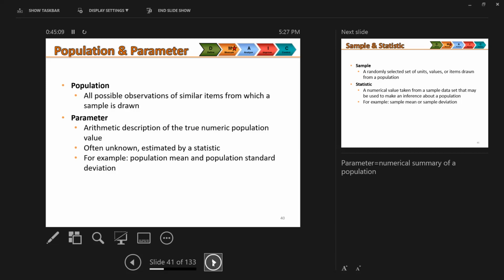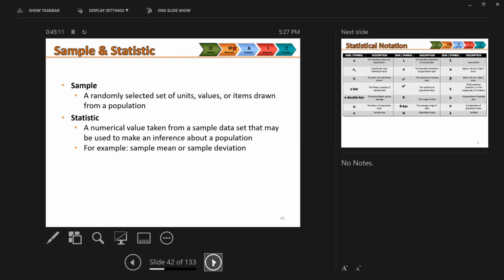And then a couple more terms. One is sample. It's a randomly selected set of units, values or items drawn from a population. So we just talked about that. And a statistic is defined as a numerical value taken from a sample data that's used to make an inference. In other words, data doesn't talk, right? It lays there on the page. But I know a statistic is a numerical value from a sample data set that can be used to make an inference about a population.